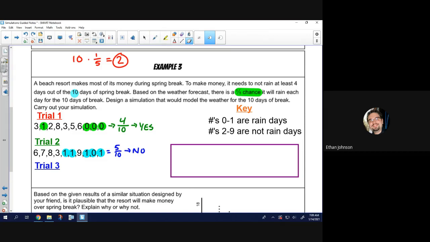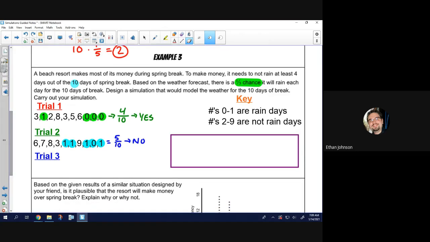Go ahead and run the last trial yourself and see what numbers you get. Mine, I ended up getting these numbers. And this was actually a pretty good week for them. They only had one snow day, or not snow day, rain day. So because of that, yes, they would make money.